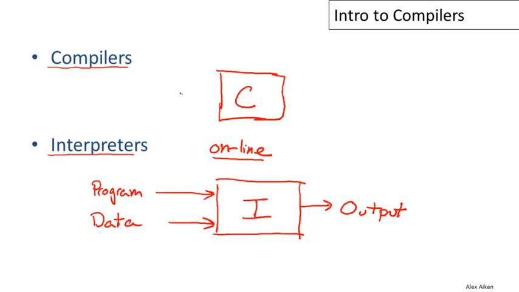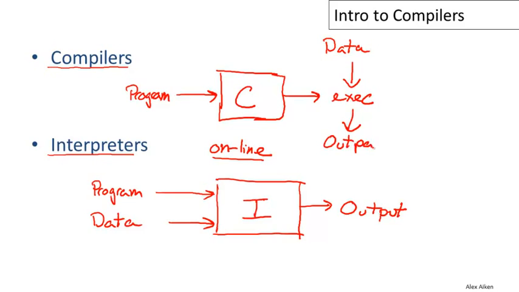And the compiler takes as input just your program, and then it produces an executable. And this executable is another program. It might be assembly language, it might be bytecode, it could be in any number of different implementation languages. But now this can be run separately on your data, and that will produce the output.